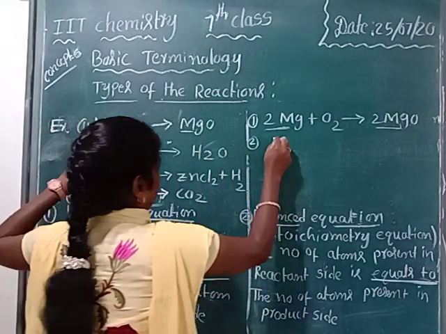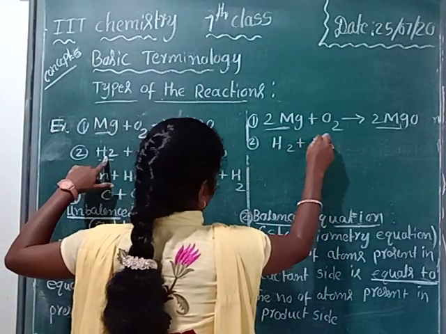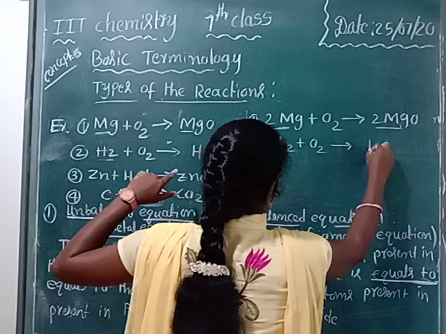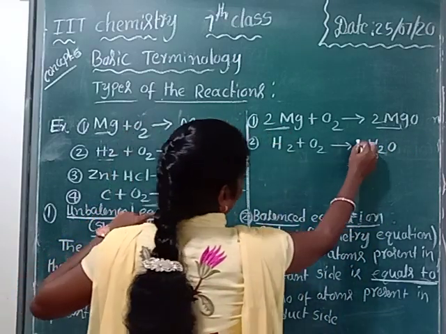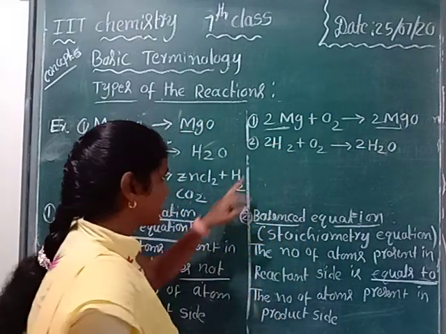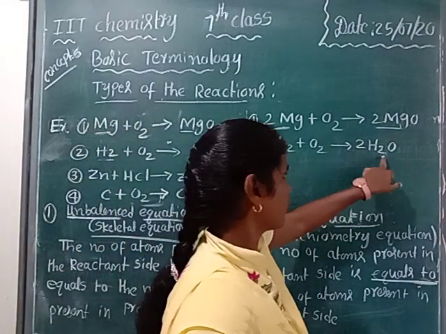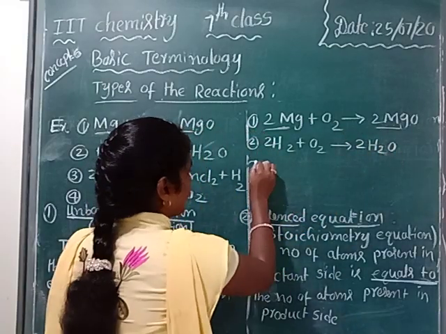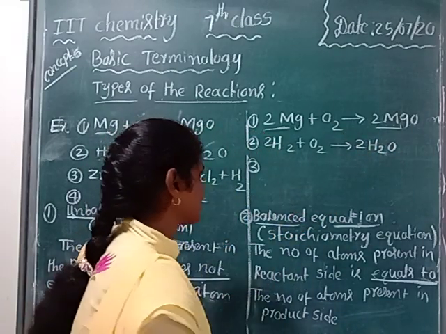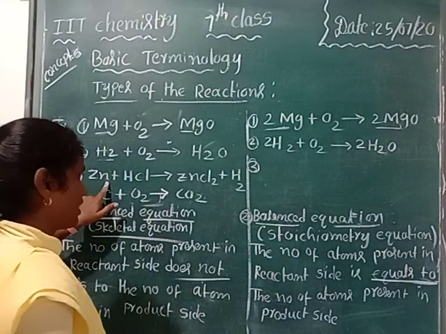Same examples. H2 plus O2 gives H2O. Now 2H2 plus O2 gives 2H2O. Now balanced or not? Here 4 hydrogens are there, here 4 hydrogens are there. Here 2 oxygens, here 2 oxygens. This equation is a balanced equation or stoichiometric equation.